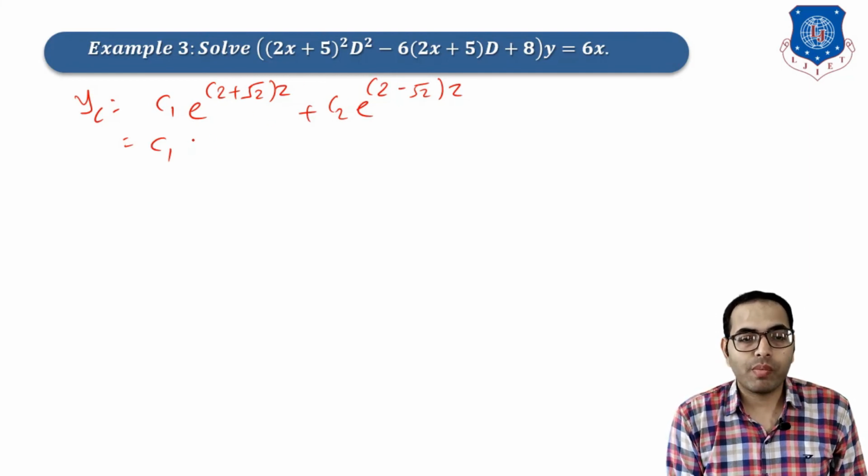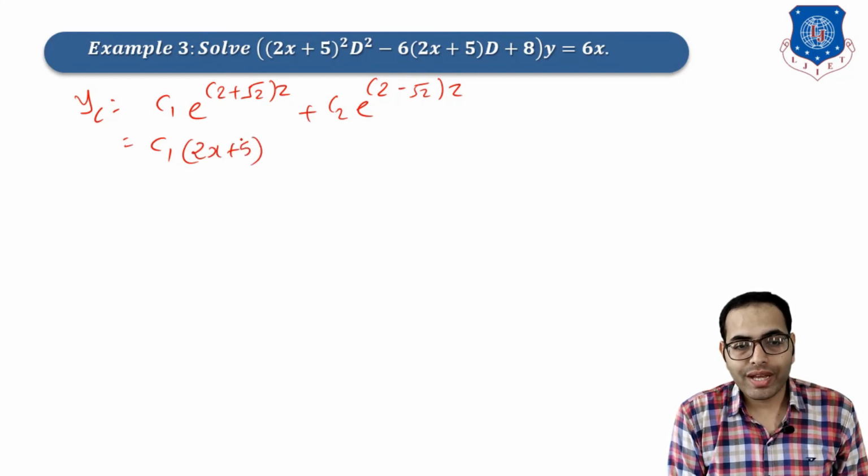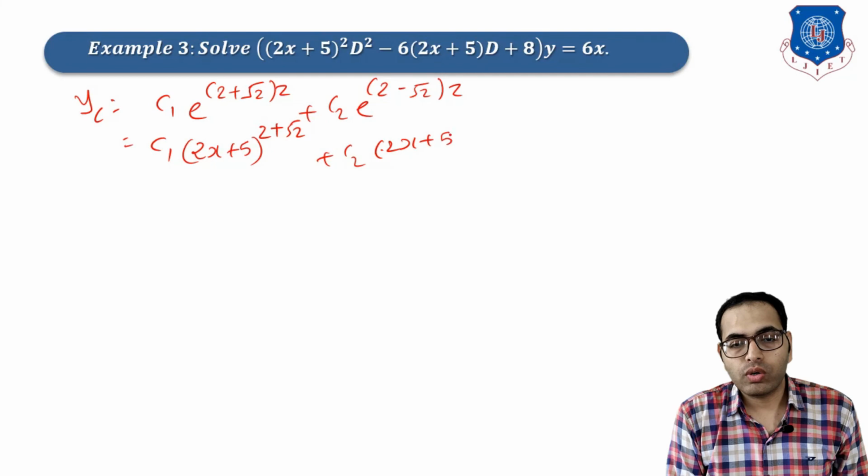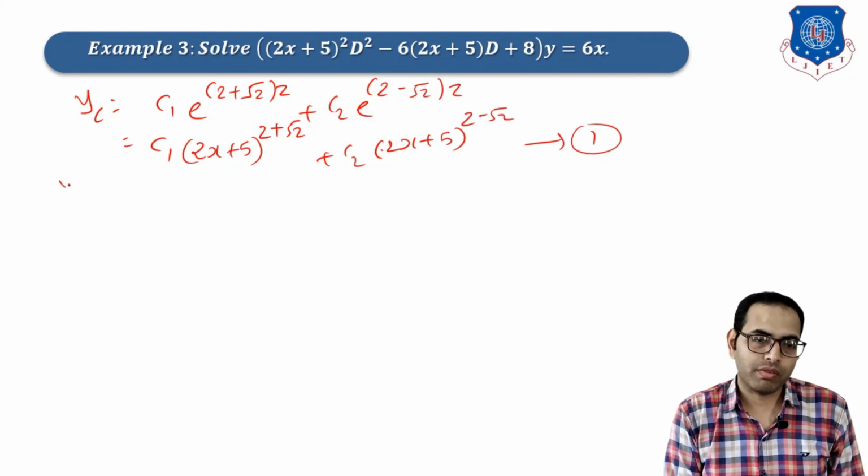Now our answer is in terms of z, and we require it in terms of x. For that, e raised to z equal to 2x plus 5, so y is c1 (2x plus 5) raised to 2 plus root 2, plus c2 (2x plus 5) raised to 2 minus root 2, which is our equation number 1.